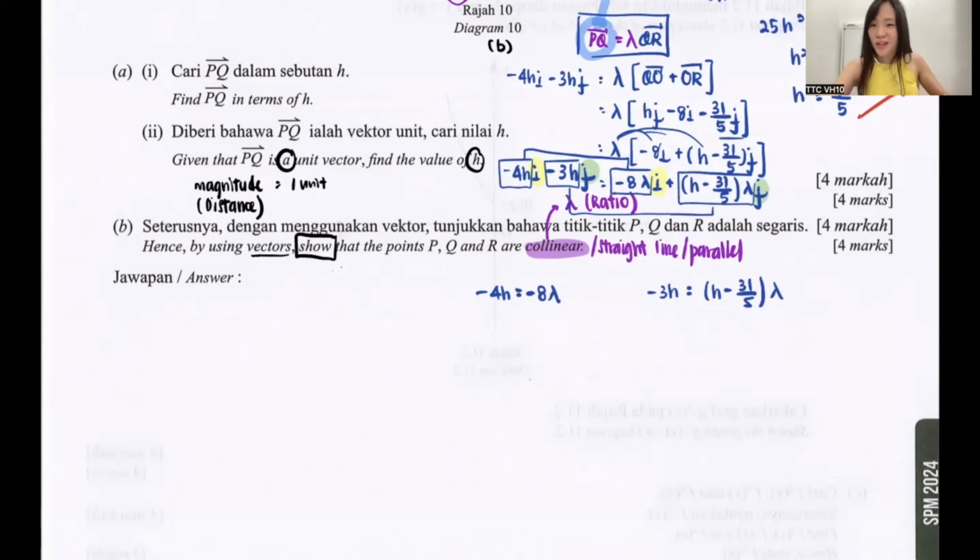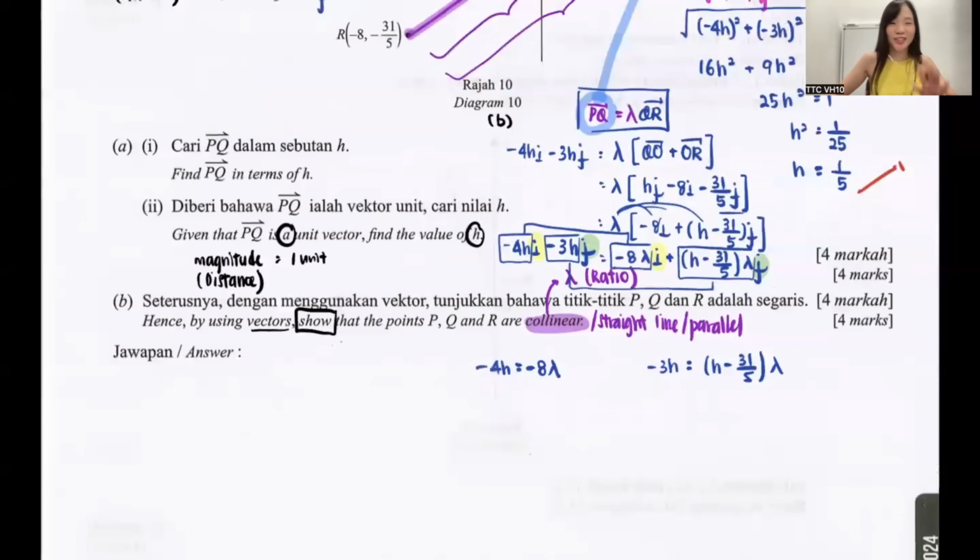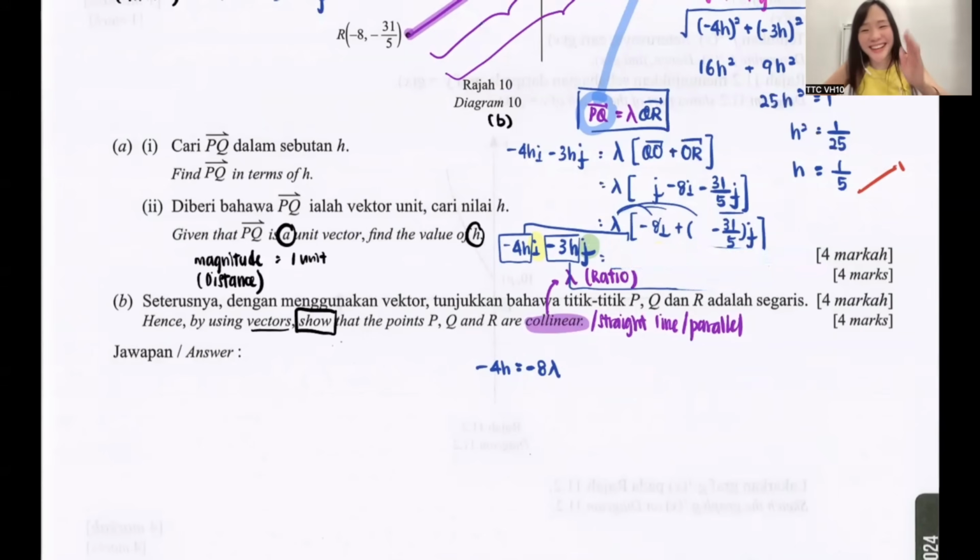Eh? Why am I doing this? Guys, sorry, I think you were trying to shout there, my dear. I didn't realize I already got my H answer. Why am I still... Never mind, you will forgive me. Guys, our H, we already got the answer 1 over 5. We can substitute 1 over 5 straight away. Why am I doing so many extra things? Sorry, 1 over 5 minus 31 over 5.